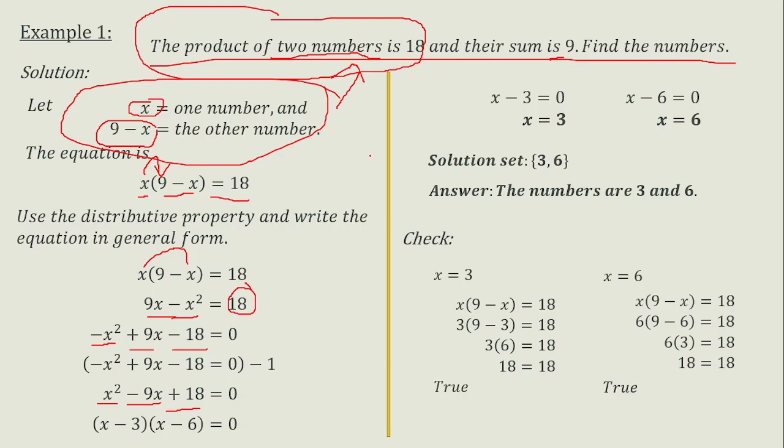But there are other ways for us to check if our answer is correct. For example here, it says the product of two numbers is 18. So 3 times 6, the answer is 18. Then it says their sum is 9. So 3 plus 6, the answer is 9. So it followed the conditions of our word problem.